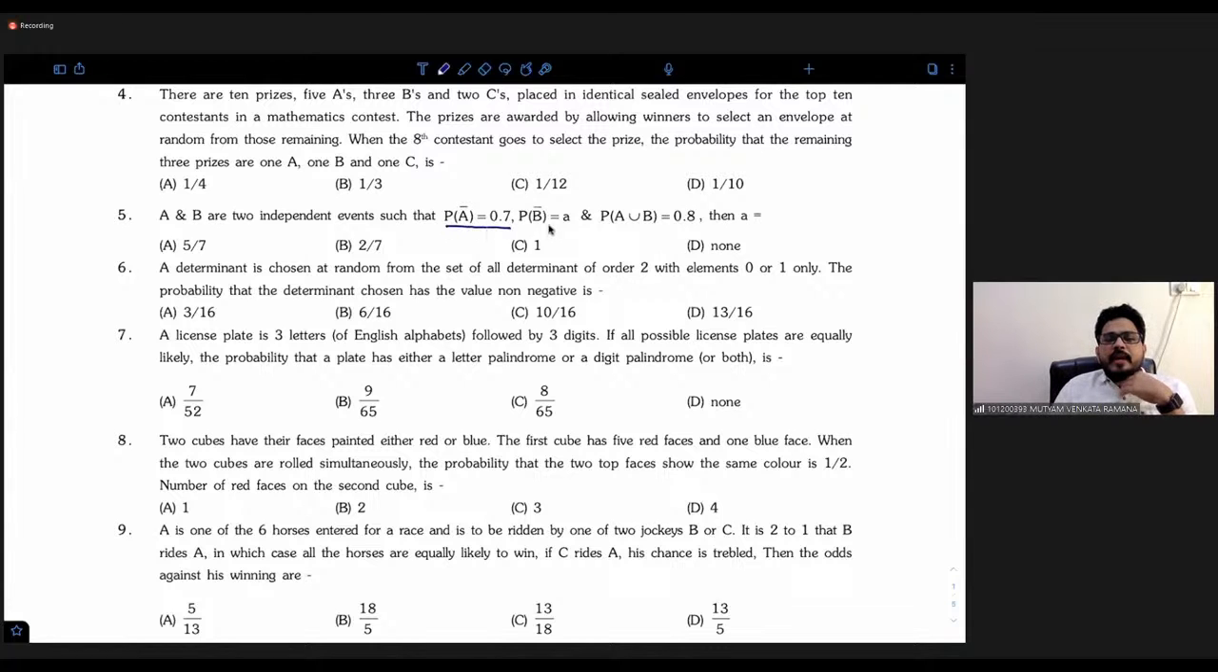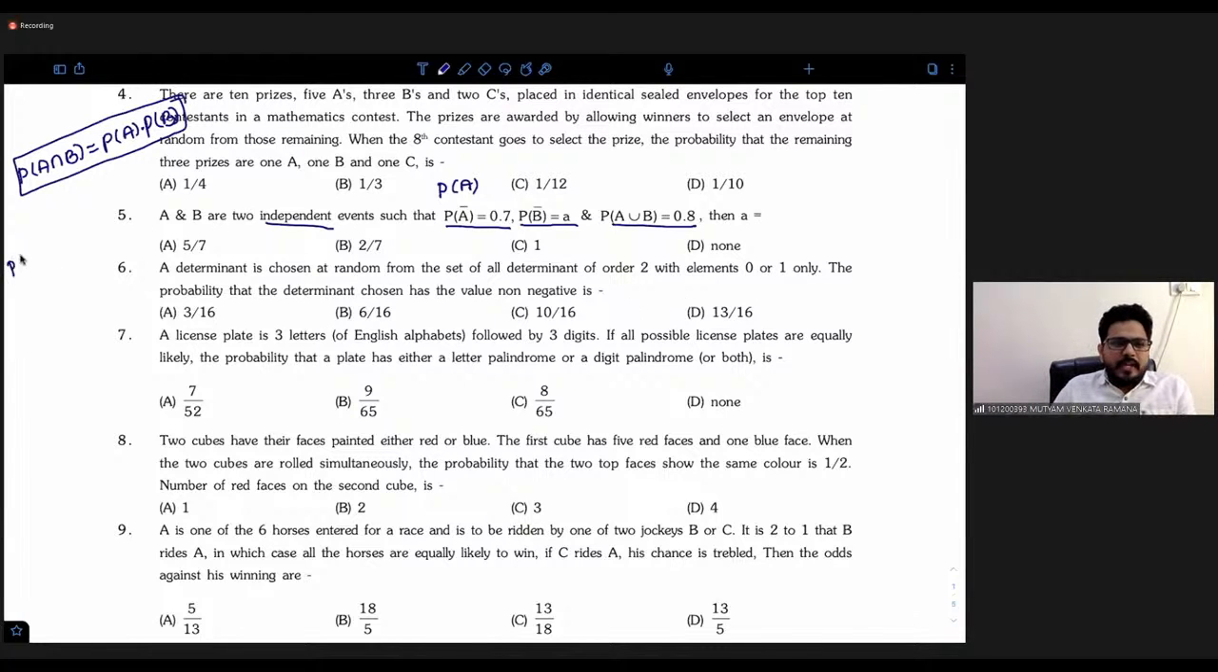Probability of A bar is given, probability of B bar, probability of A union B. So this is probability of A. They use the independence. So just write this case: A and B are independent. Probability of A intersection B is equal to probability of A into probability of B. Just take this logic for the time being. If A and B are independent, this is the logic.